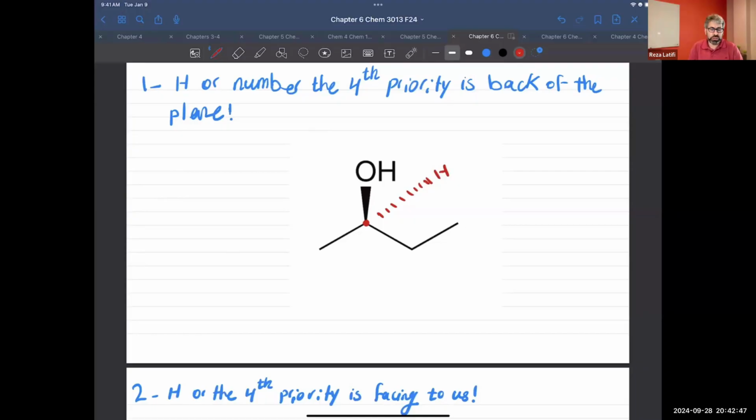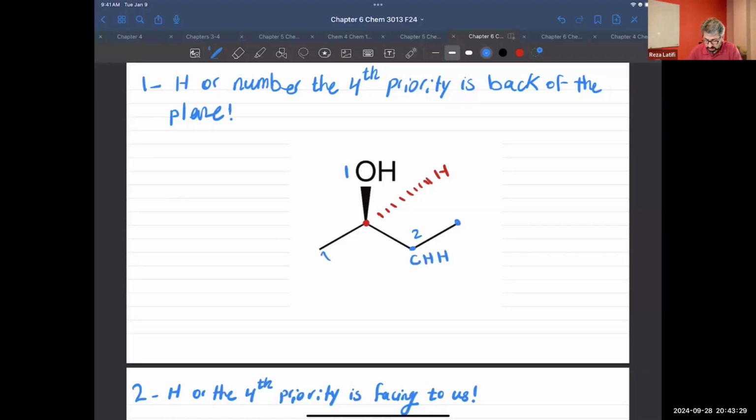The way you're going to determine configuration of any molecule, you will look at the molecule in a way that the lowest priority will be back of the molecule. So you'll look at the molecule from any side that you want, in a way that the lowest priority is back of the molecule. The first priority will be oxygen. Why? Because of the atomic number. The second priority will be for this carbon. Why do I say that one is 2? This carbon is attached to one carbon here, so it's attached to a carbon and 2 hydrogens.